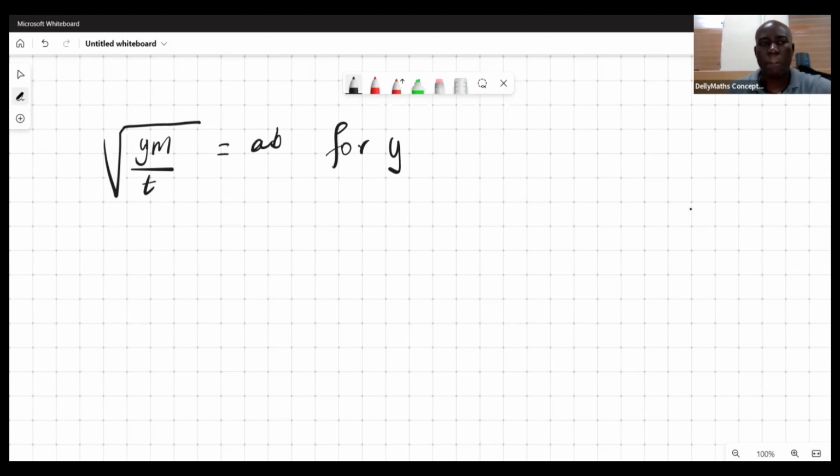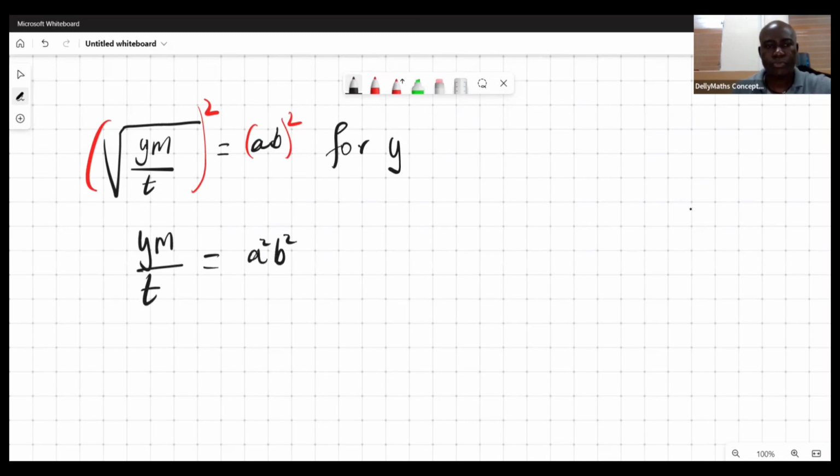So first we want to find out where is the y. You could see that the y is completely underneath the square root sign, which means that in order to have access to it, we want to get rid of this square root first. The inverse of a square root is a square, right? So then we're going to square both sides. On the left side, when you square the square root, they will cancel out, leaving ym over t, and this is equal to a square b square.